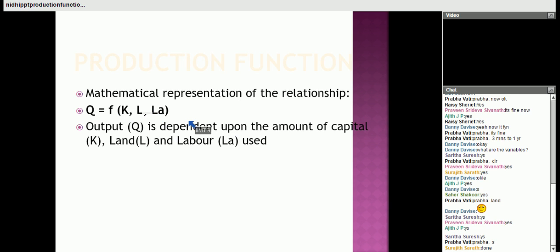Okay. So now, when it comes to economics, everything has to be represented with the help of a formula. The formula for the representation of production function is Q = F(K, L, LA). Those who were in the last class must already know this. Q stands for the level of output or production, F is the function of, K is for capital, L is for land, and LA is for labor. So production is a function of capital, land, and labor. All right? This is the mathematical representation of the whole production function.